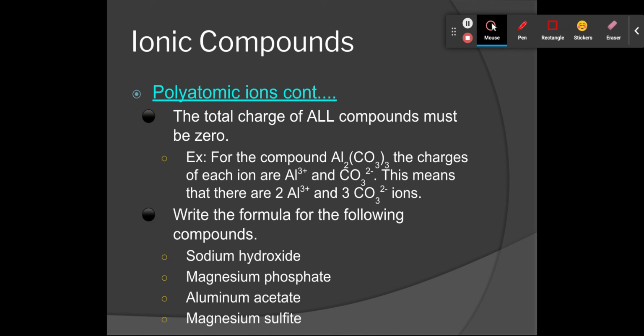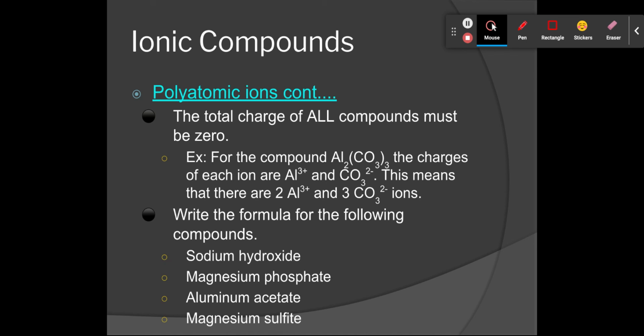The total charge of all compounds must be 0. So for the compound Al2(CO3)3, the charges of each ion are Al3+ and CO3 2-. This means that there are 2 Al3+ and 3 CO3 2- ions.